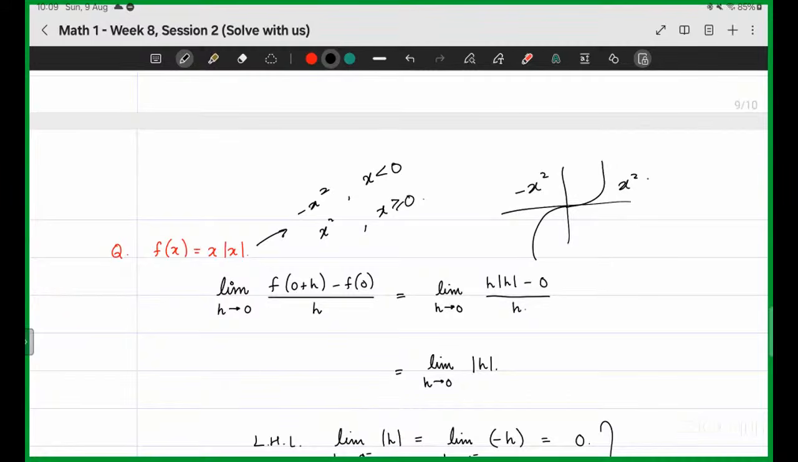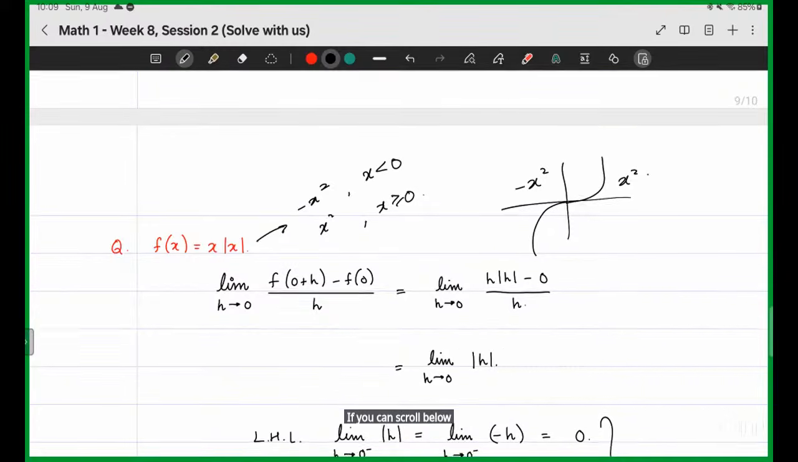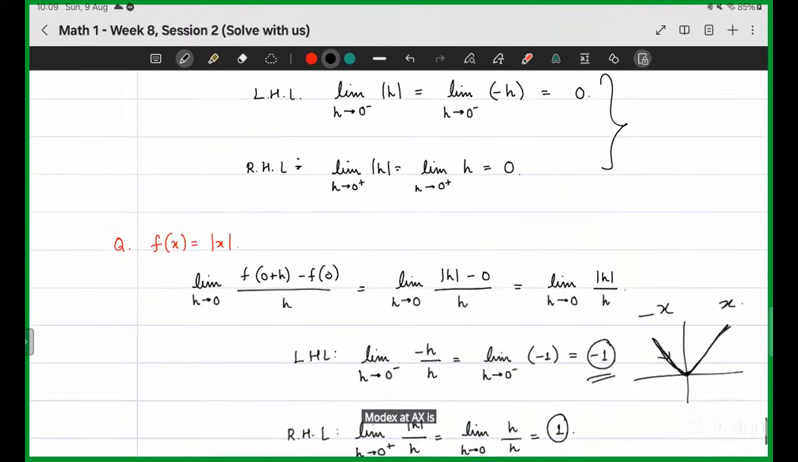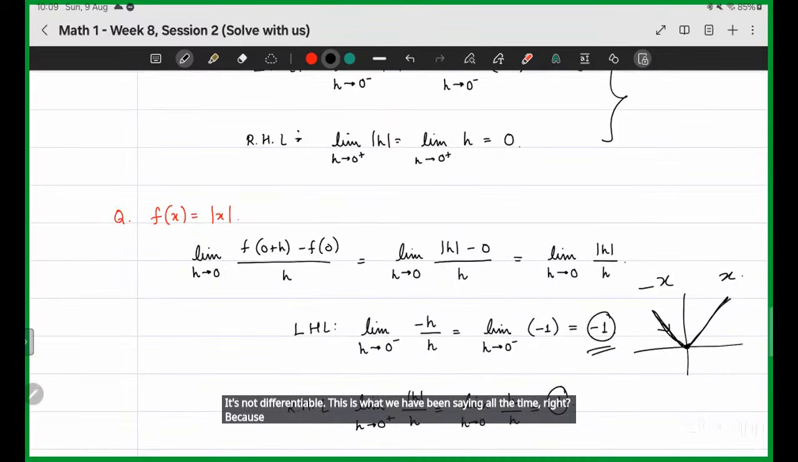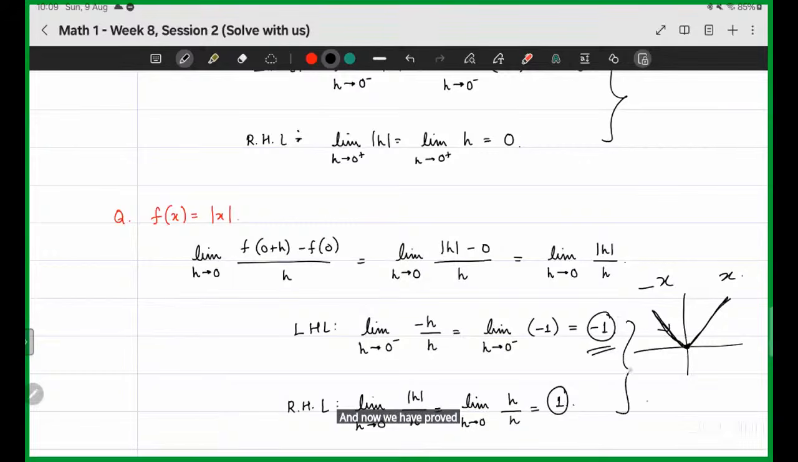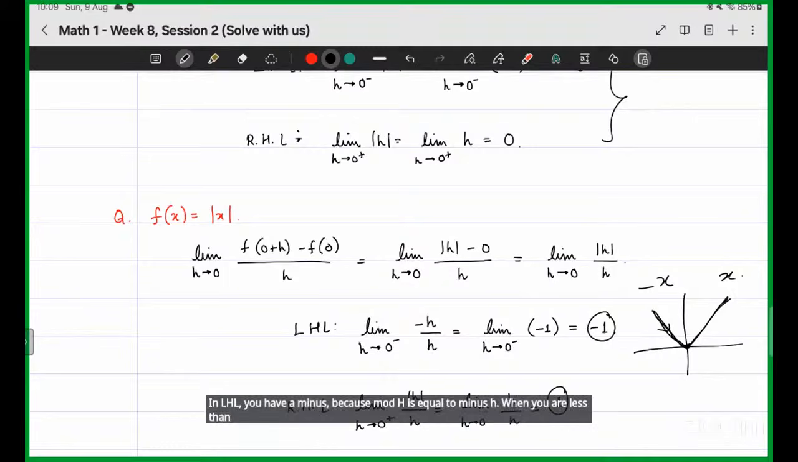That means, sir, this function is differentiable, but mod x at x equal to 0 is not differentiable. It's not differentiable. This is what we have been saying all the time, right? Because it has a corner. And now we have proved it also. It's minus in RHL because mod of h, when it's less than 0, is negative. LHL, you have a minus because mod h is equal to -h when you are less than 0. Got it.